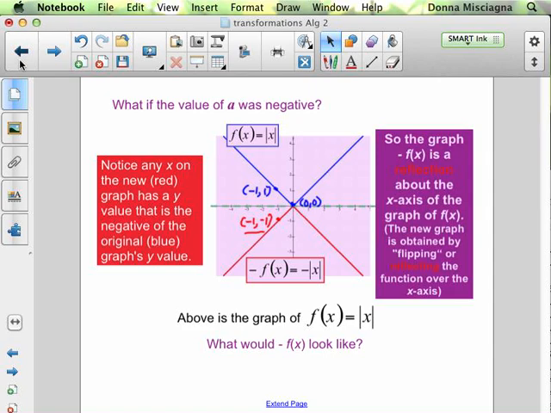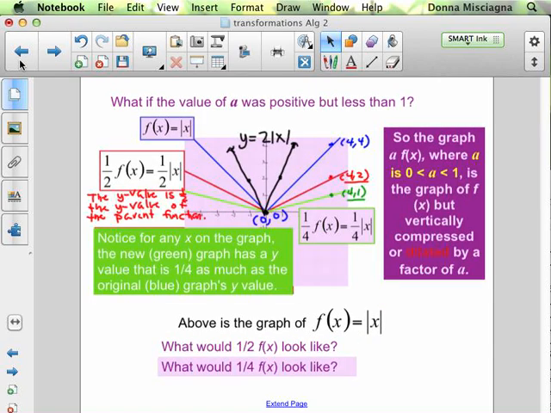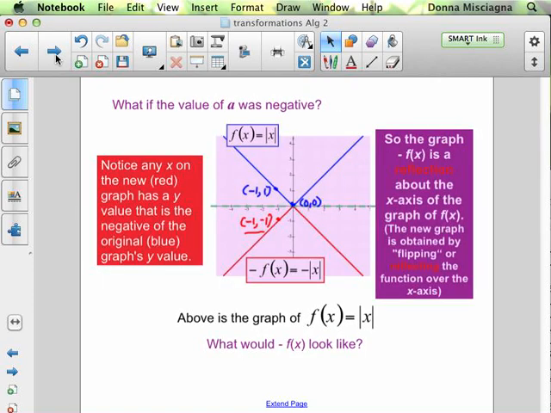Oh, I didn't read that thing. So the graph of a times f of x, where a is a number between 0 and 1, is the graph of f of x, but vertically compressed or dilated by a factor of a. If the a value is negative, the graph is going to be reflected over the x-axis.